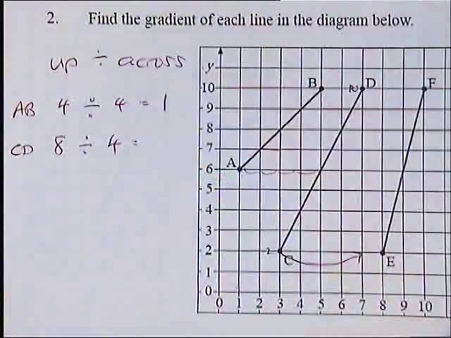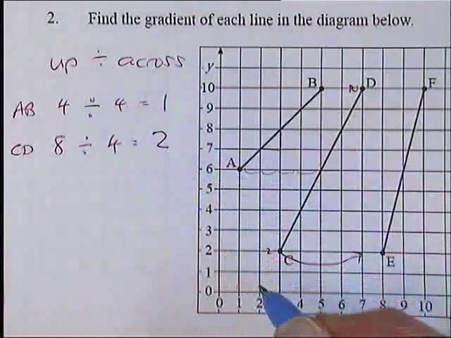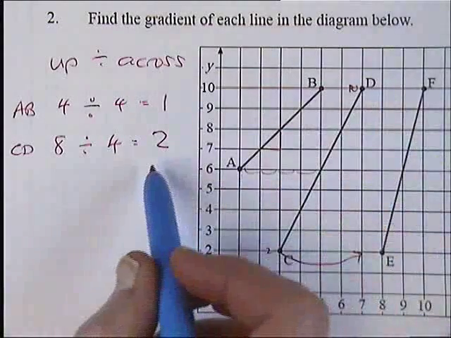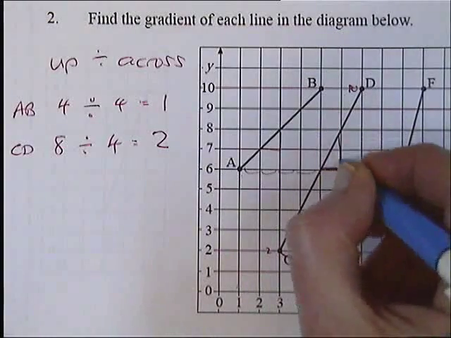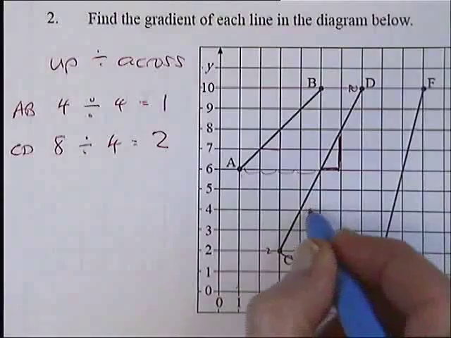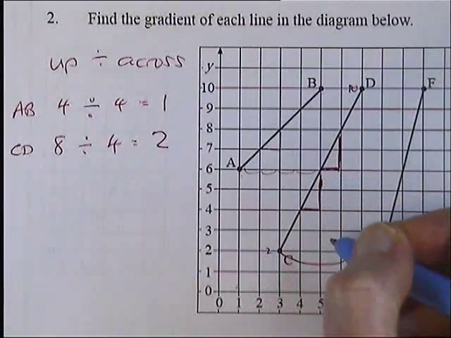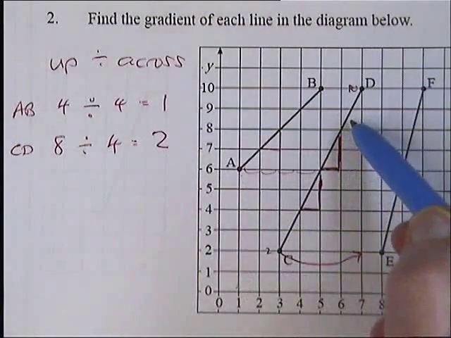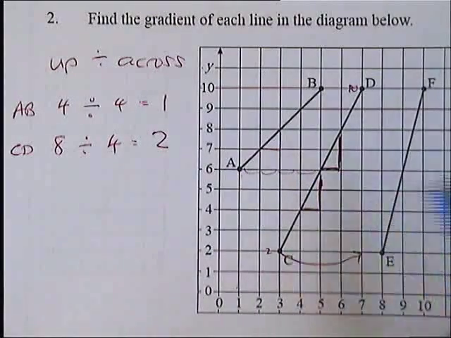So the sum I need to do is 8 divided by 4. 8 divided by 4 is 2. So this line has a gradient of 2. Gradient of 2 means for every 1 you go along, you go up 2. And if we check it here, that's right on this line. Wherever I choose 1 along, I go 2 up. And again, the bigger the number, the steeper the line. This line is steeper than that line. In fact, it's twice as steep.